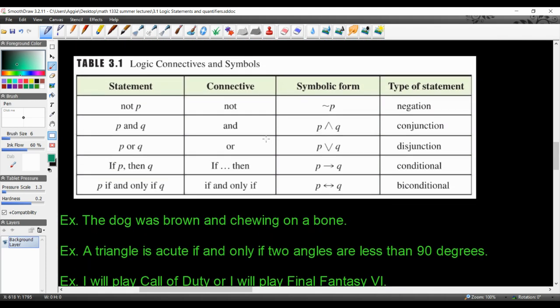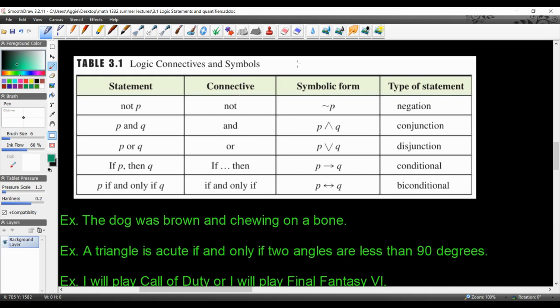So this is a very important chart because it's going to help us with a lot of the problems that are coming up in this chapter and the next couple units, I believe. So please pay attention in this part. By the way, this is located in your book as well. We have some statements here, and then we have the connective.